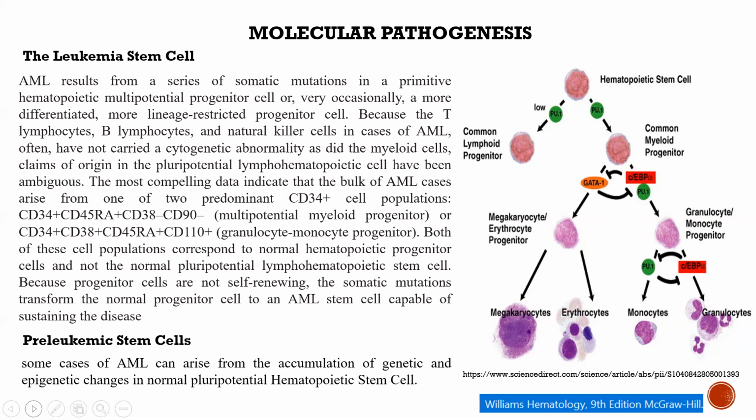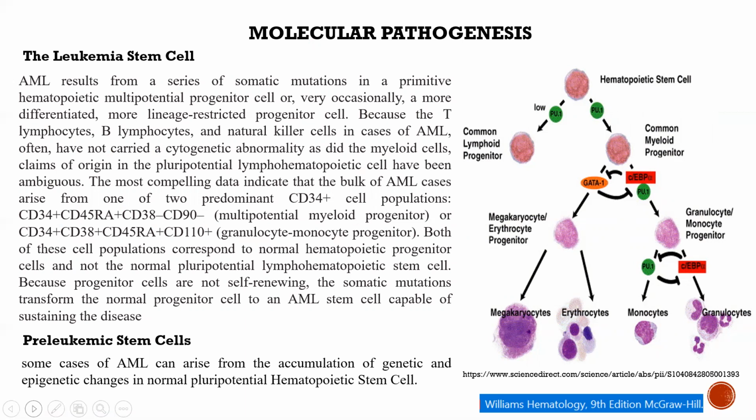The most compelling data indicate the bulk of acute myeloid leukemia cases arise from one of two predominant CD34 cell populations, and CD means cluster of differentiation. That means that each cluster has different molecules, based on which we can differentiate them during immunological studies. So CD34 has the molecular number 34.